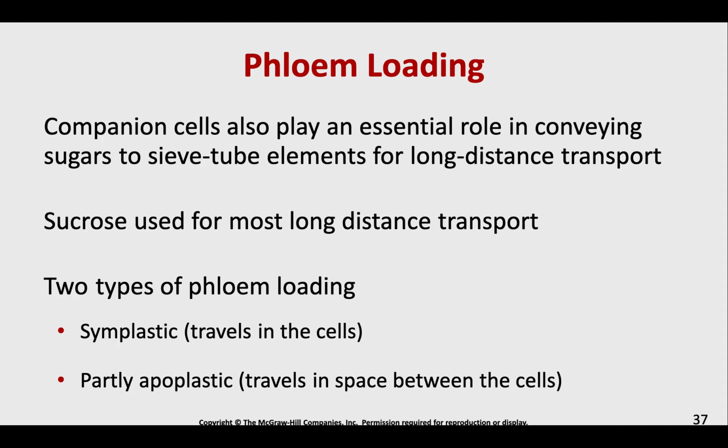And there are two types of phloem loading that we can talk about. One is called symplastic, which means that it's going to travel within the cells, from inside of a cell to inside of a cell to inside of a cell, versus a type of loading that is partly apoplastic. So the apoplast is the space in between the cells, in between the cell walls. So it can be partially outside of a cell, and have to be transported into a cell before it can be loaded into the phloem.